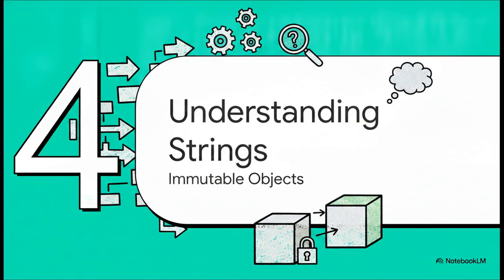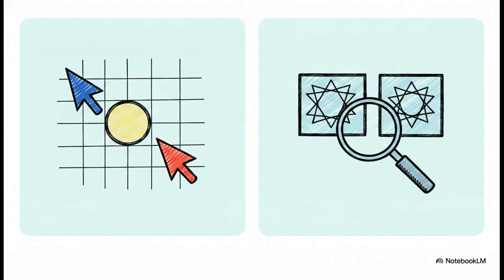Let's pivot to Section 4, understanding Java strings. Strings are arguably the most heavily tested objects in any Java interview, and here's a classic example of why. Listen closely. Never, ever use the double equals sign to check if 2 different string objects contain the same text. Why? Because double equals only compares their memory references.